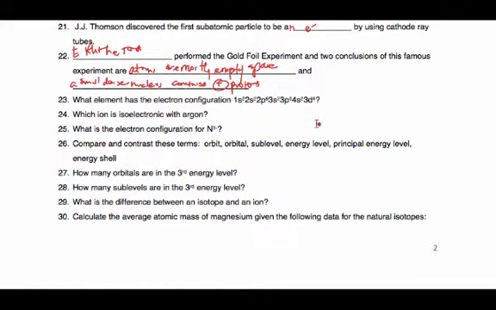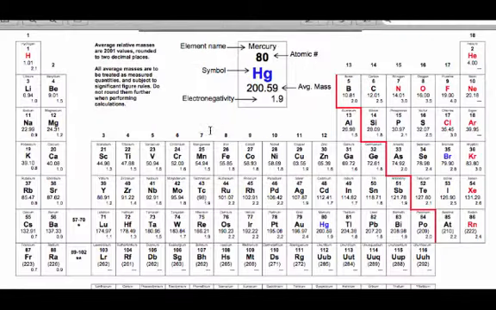Number 23. What element has the electron configuration of this? 1s2, 2s2, 2p6, 3s2, 3p6, 4s2, 3d4. We must have a periodic table to do this. So let's bring up a periodic table and let's orient ourselves with how we figure out electron configurations using a periodic table. I really recommend that you do it this way.